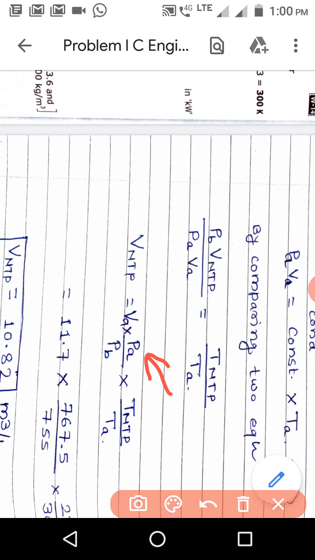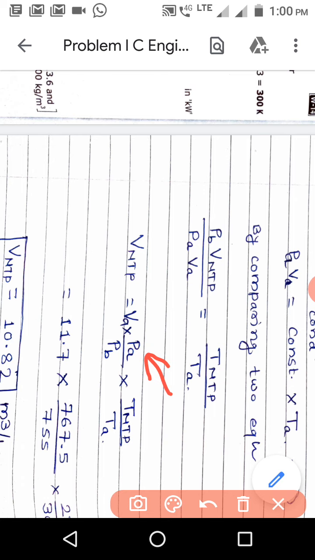From here, absolute pressure is not given in the problem. So this problem is too difficult. They have complicated this problem again by giving the gauge pressure without giving the absolute pressure. So we have to convert the given gauge pressure into absolute pressure. Barometric pressure is given in the problem, but again they have made this problem difficult.